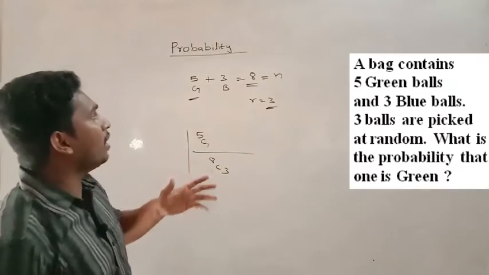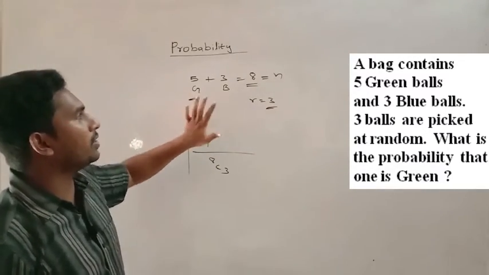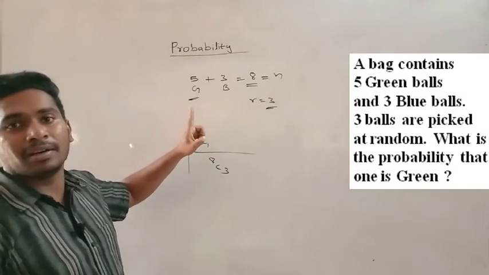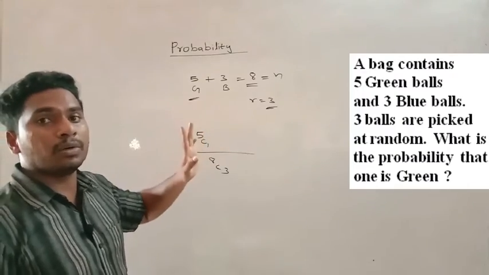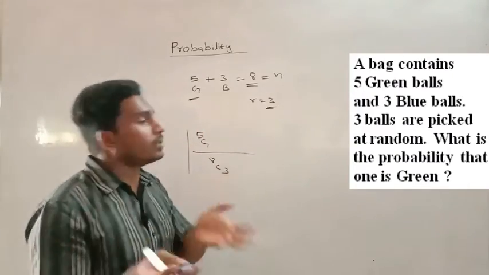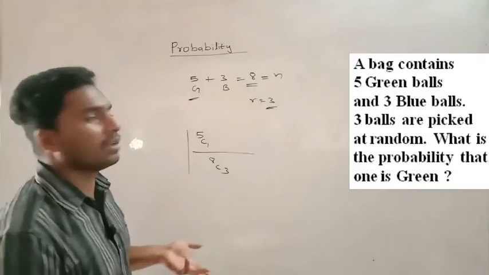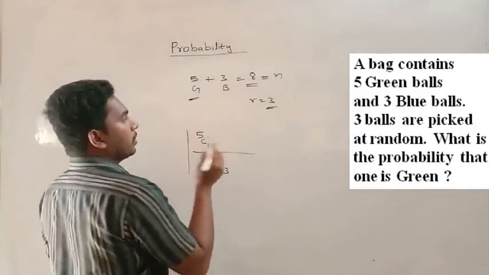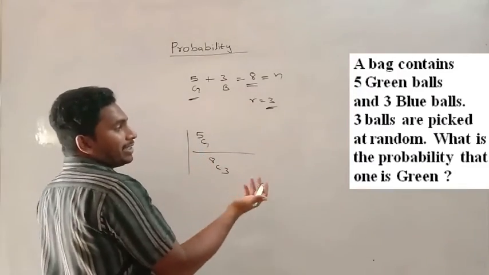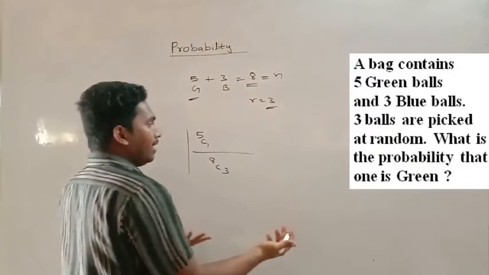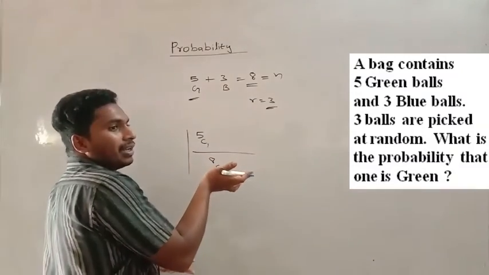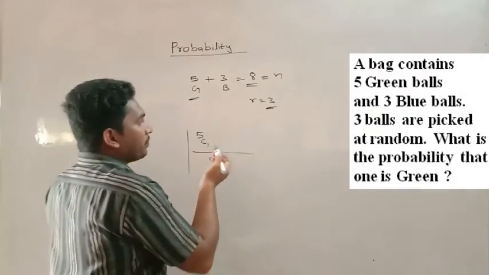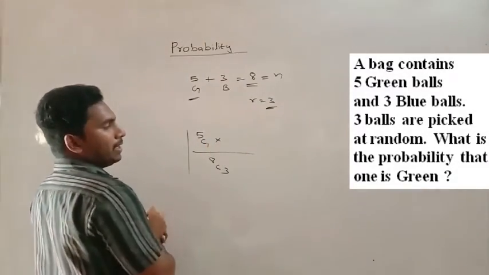As there are only 2 kinds of balls here, green and blue, if 1 is green, then the other 2 will obviously be blue. There is no other option, right? So the 2 will be blue balls. Here, is it "and" or "or"? And. If 1 is green, obviously the other 2 will be blue. So it is "and", so you have to use multiplication.